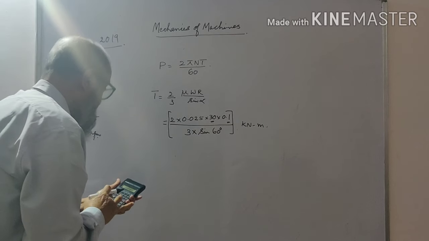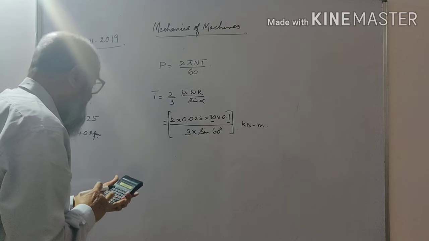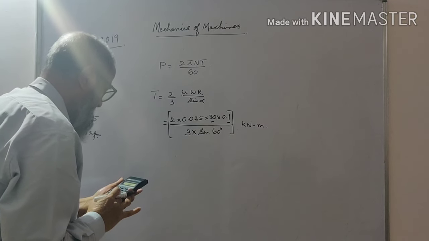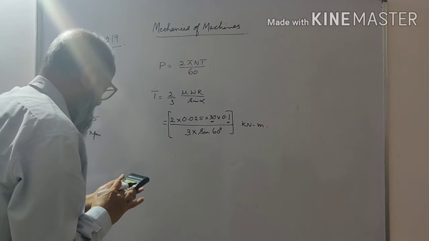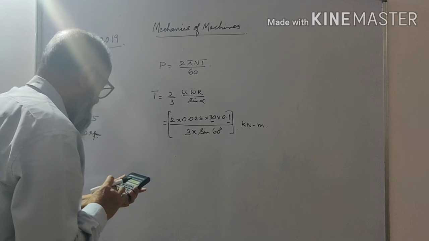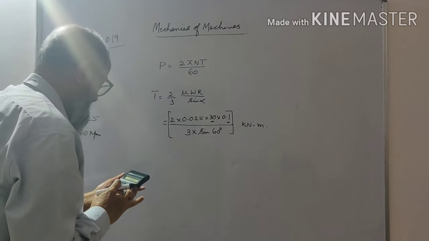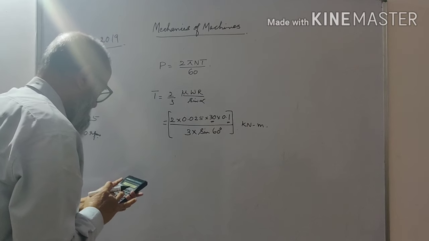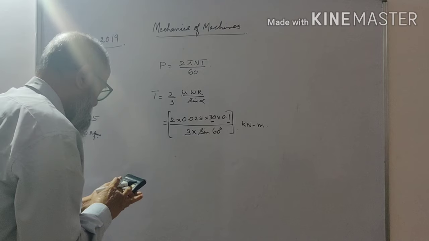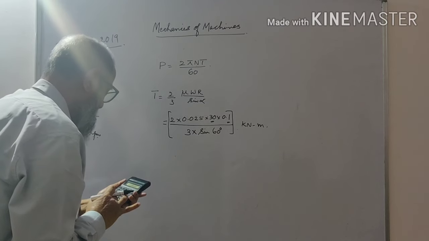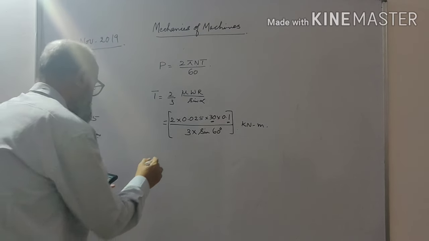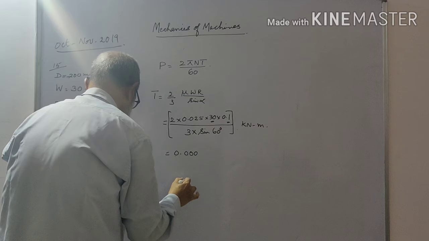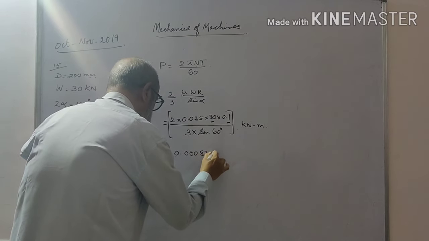2 into 0.025 into 30 into 0.1 divided by 3 divided by sine of 60 equal to, I am getting 0.000833 kilonewton meter.